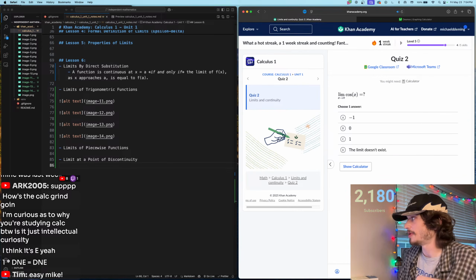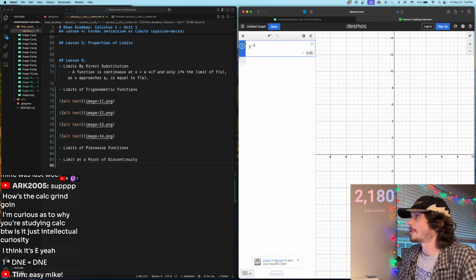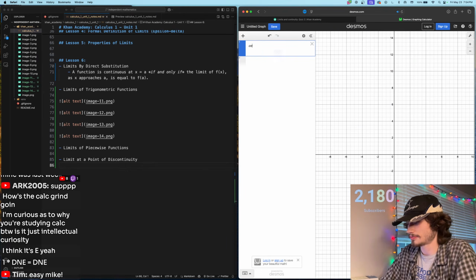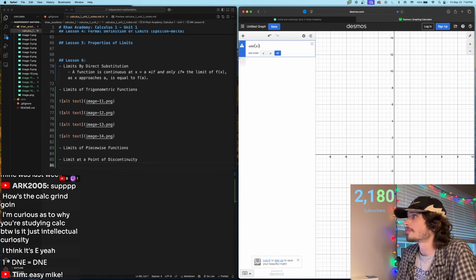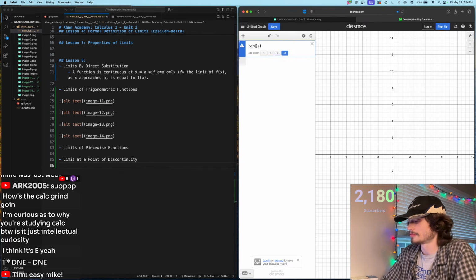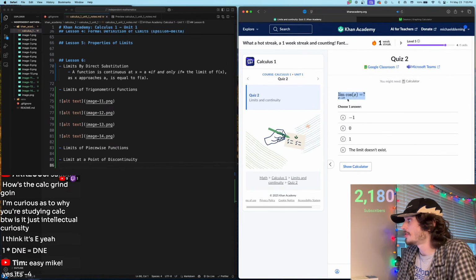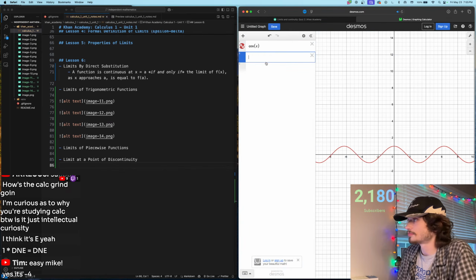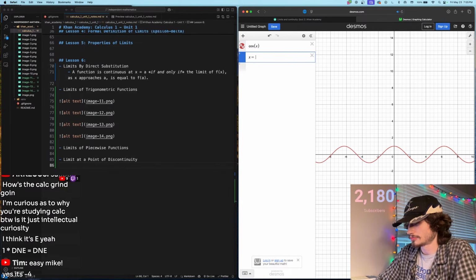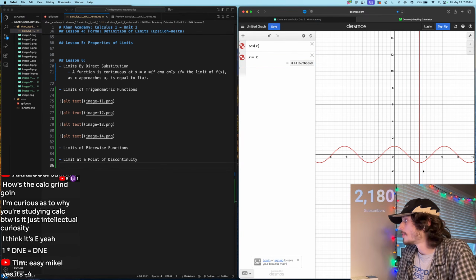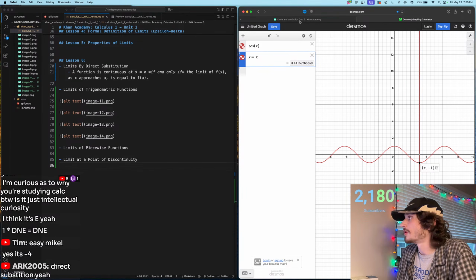All right, ramping it up here. So let's look up cosine of x. So cosine is defined over all real numbers, we know that. So at pi, we're defined at -1.